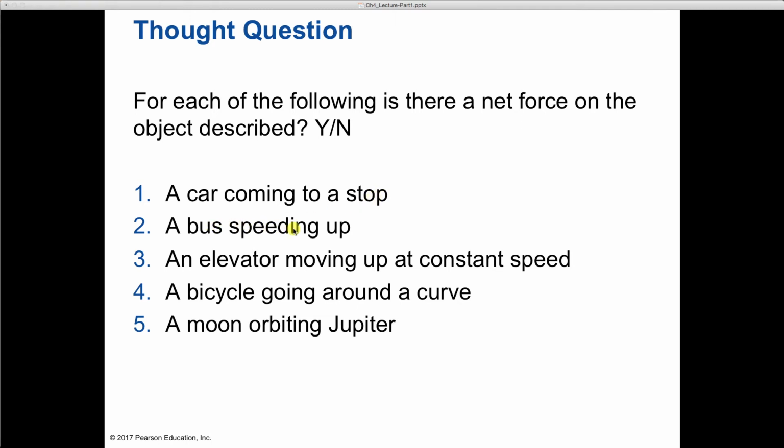A bus speeding up. Well, is the momentum changing? Yeah, the momentum's changing. The speed is increasing. An elevator moving up at constant speed. Well, the elevator's moving up. You might think, well, something's pulling it up.